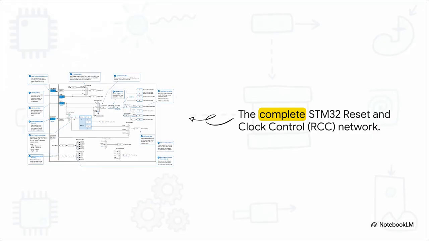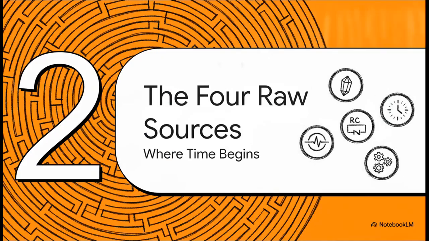Now, what's really funny about looking at the full architecture is how absolutely terrifying it looks at first glance. What you're seeing is the complete STM32 RCC distribution network. And man, it genuinely looks like a subway map drawn by a mad scientist on their 3rd cup of coffee. It's just this massive web of lines, multiplexers, and logic gates. But hey, don't panic. By the end of this explainer, we're going to break this massive map down piece by piece. We'll trace the logic until every single line makes perfect, intuitive sense. So, let's start at the very beginning of the maze. Section 2, the 4 raw sources, and where time actually begins.